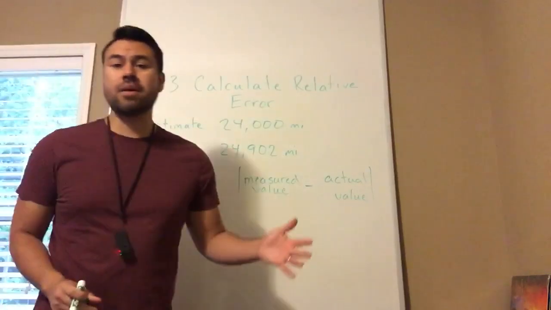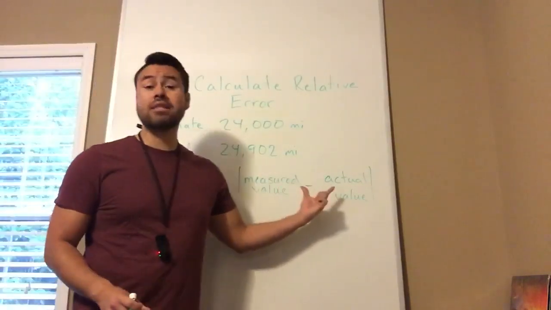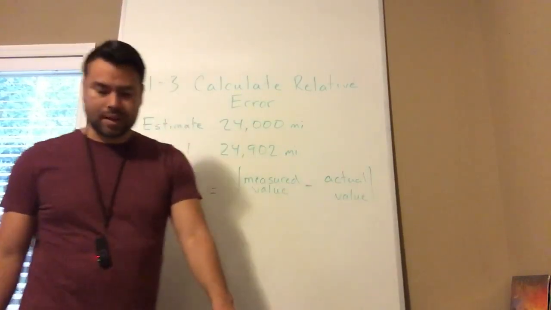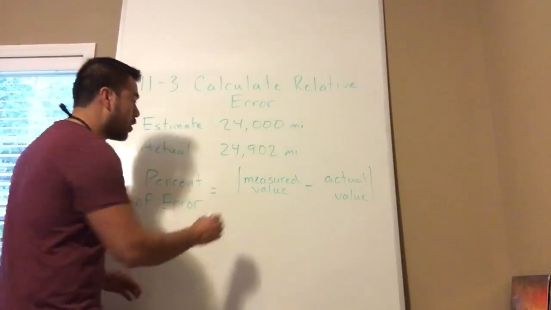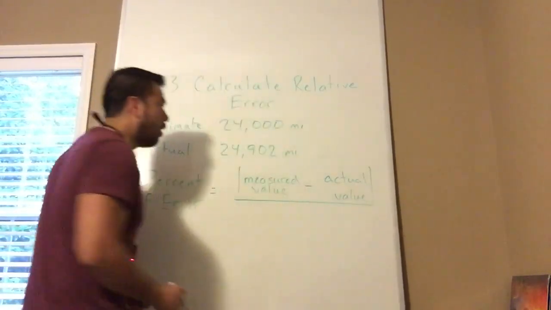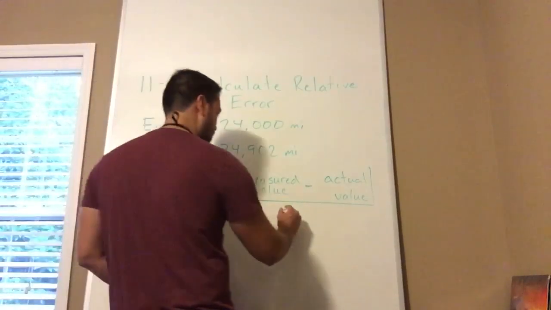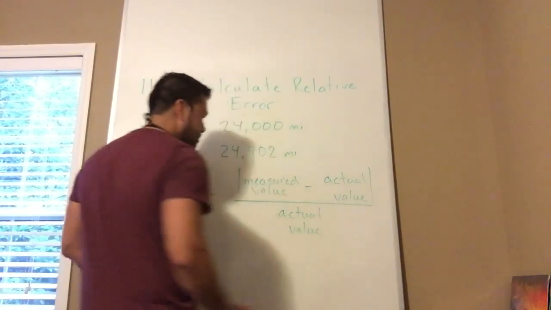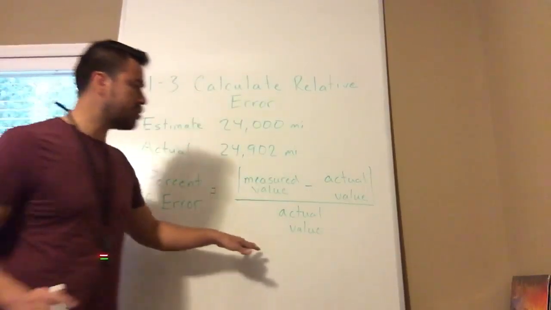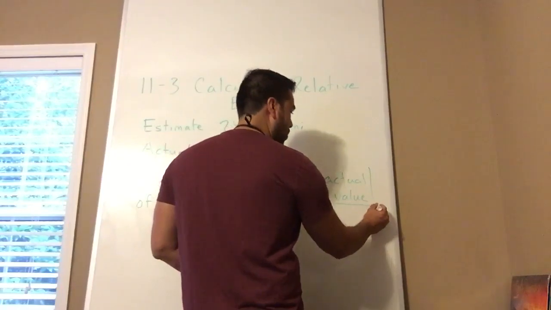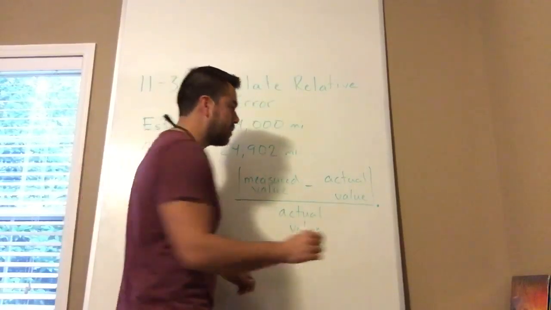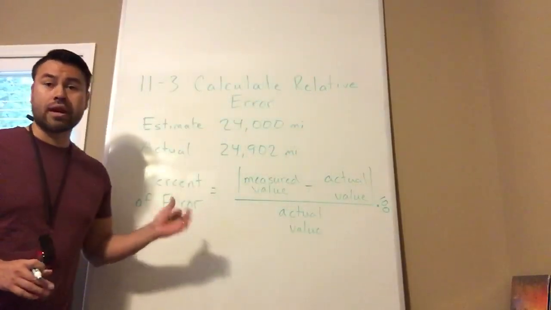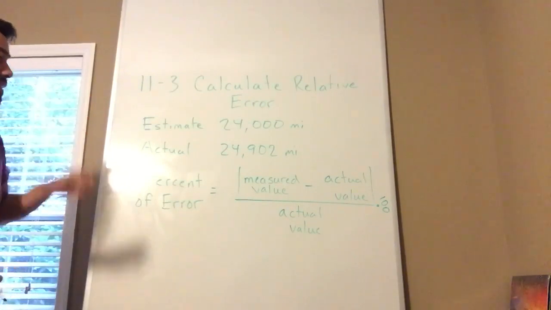So it could be a positive answer or a negative answer, but you have to get it to be positive. It has to be an absolute value. And then you're going to divide that all by the actual value. So you're going to use that number twice. And then once you get that division going, you're going to multiply, and this is the hard part, you're going to multiply that number by 100. And we're going to work out this problem to see how that worked out.